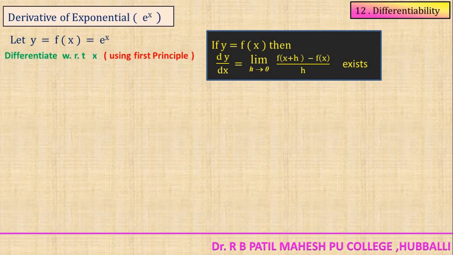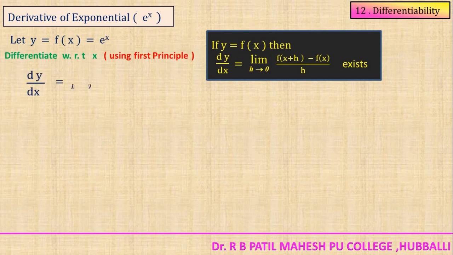So let me recall the first principle definition. If y is equal to f of x, then the derivative is given by dy by dx equal to limit as h tends to 0 of f of x plus h minus f of x divided by h. This should exist. That means whatever the limit is, if it exists, that answer is called the derivative. Okay, now let me operate this first.